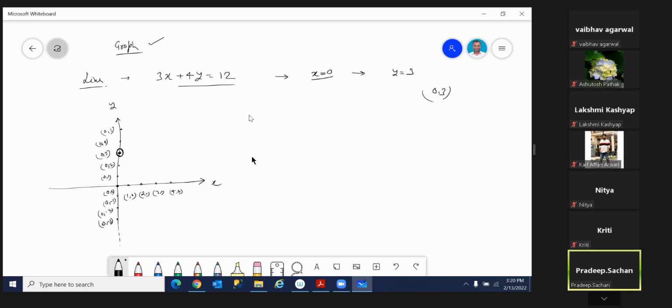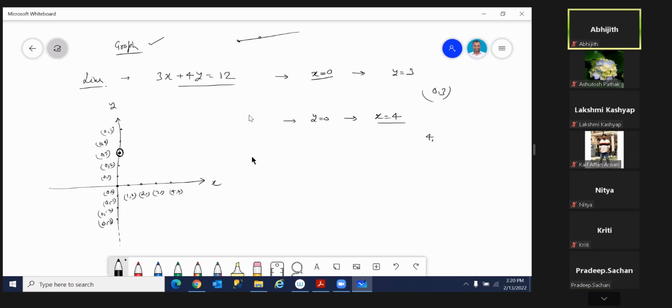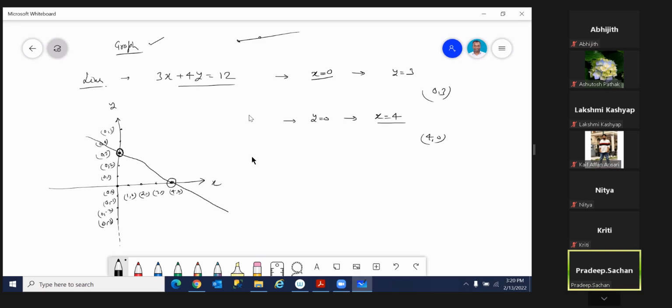Now we know to draw the line, we need 2 points minimum. Then only I can join these 2 points and draw the line. So for the second point, you put y equal to 0 in the equation. When you put y equal to 0, it will become 3x equal to 12, so x will become 4. So (4, 0) will become another point on this line. Now you have got 2 points. You can join this. Obviously, it will be a straight line. My drawing skills are not so good. So this will become your line.